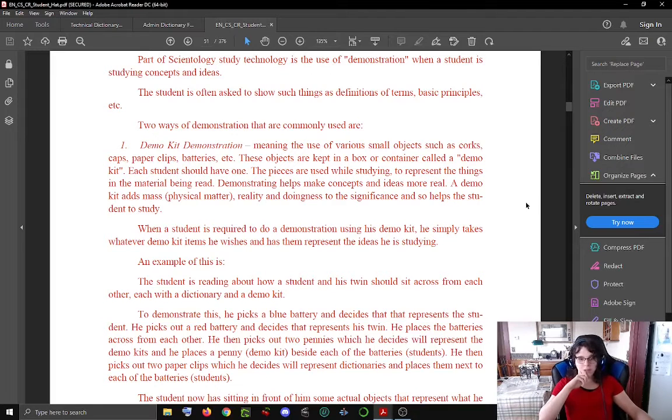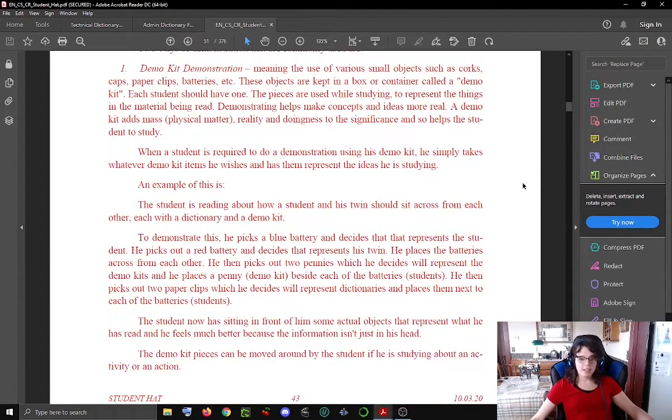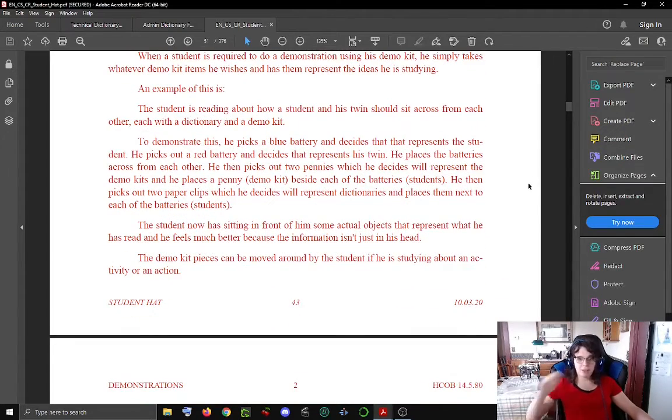When a student is required to do a demonstration using his demo kit, he simply takes whatever demo kit items he wishes and has them represent the ideas he is studying. An example of this is the student is reading about how a student and his twin should sit across from each other, each with a dictionary and a demo kit. To demonstrate this, he picks a blue battery and decides that represents the student. He picks out a red battery and decides that represents his twin. He places the batteries across from each other.